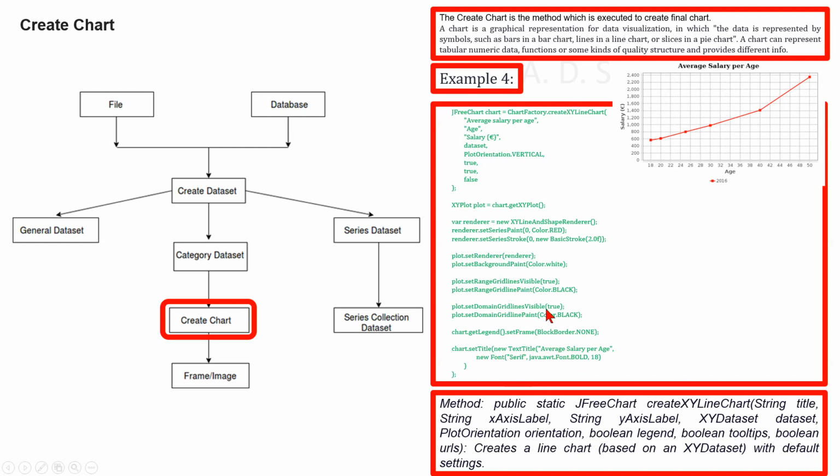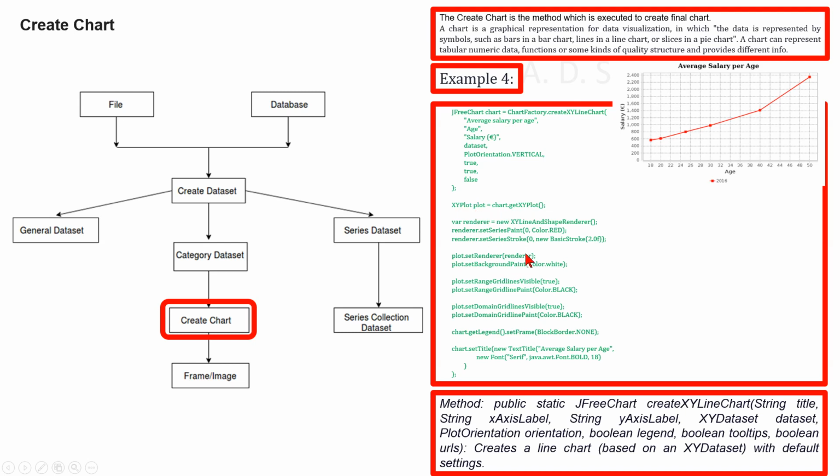So here the ChartFactory.createXYLineChart creates a new line chart. The parameters of the method are here: chart title, x axis label, y axis label, data, plot orientation, and the 3 flags indicating whether to show legend, tooltips, and URLs. We get a reference to the plot in order to customize it here.